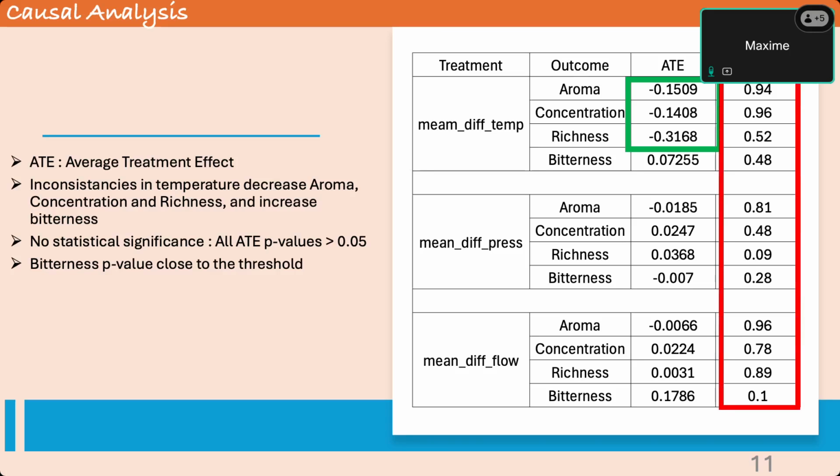Looking at the p-values, we can see that none of our results were statistically significant because all were above the threshold, which is 0.05. But the p-value of the bitterness was kind of close to that threshold.